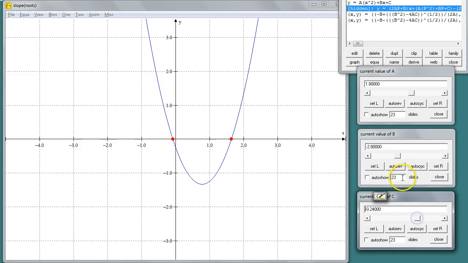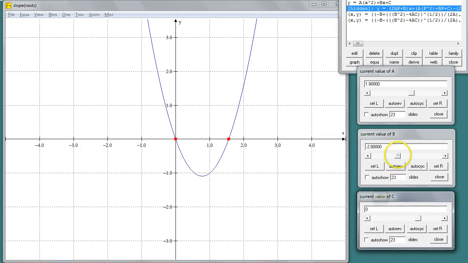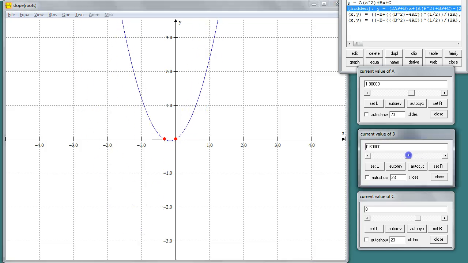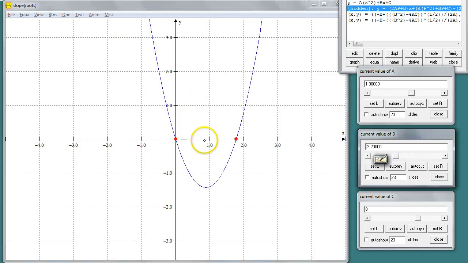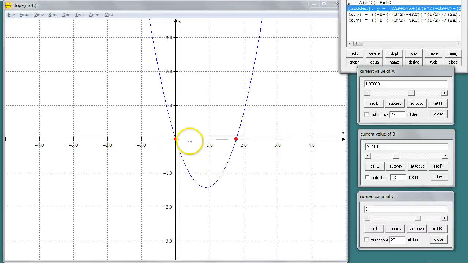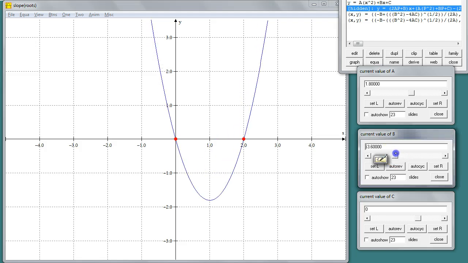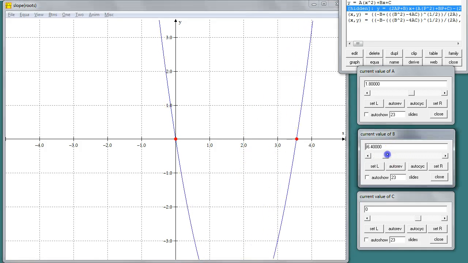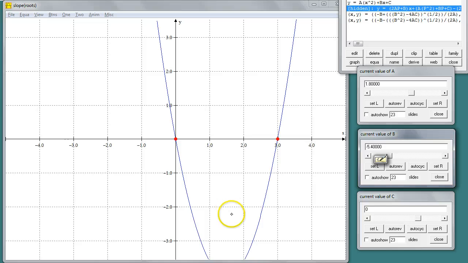Is there a way to find that x-coordinate, even if I change the value of b? What is that midpoint of these 2 points? Well, it's nothing more than the average of these 2 x-coordinates. Remember, when you find the average of 2 numbers, look, right? What's the average of 0 and 2? Isn't that 2 plus 0? Isn't that 1? What's the average of 0 and 3?